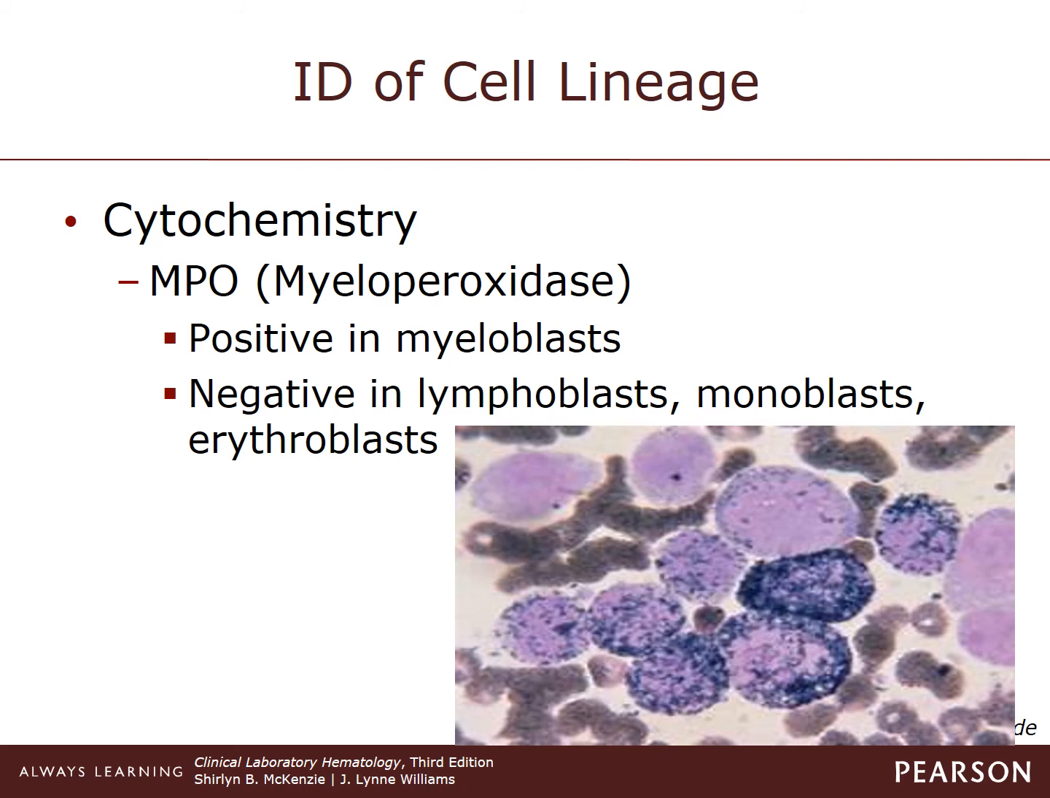So the first most common stain is myeloperoxidase. This is a stain that you're going to do, and if it's a granulocyte, it's going to present with these blackish granules. So they stain positive, and this can differentiate a myeloblast from a lymphoblast. They're positive in myeloblasts, negative in lymphoblasts, monoblasts, and erythroblasts.